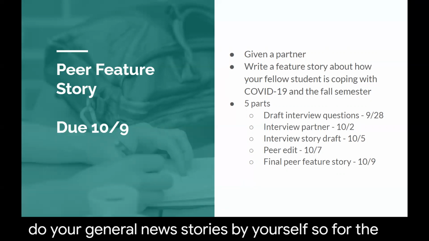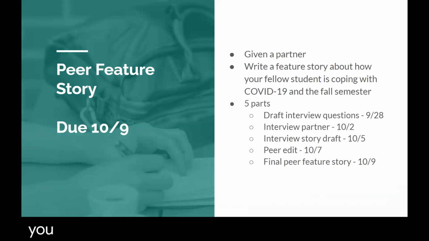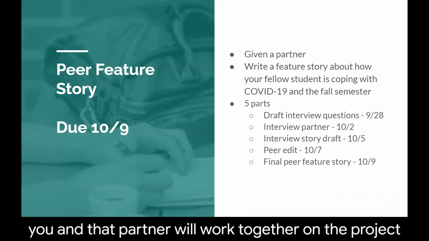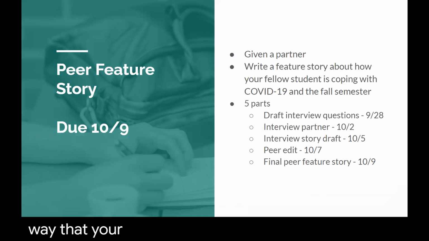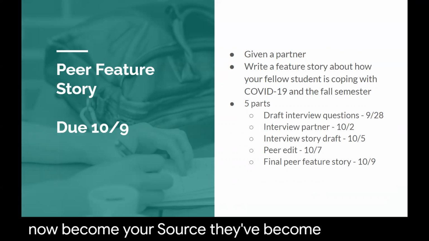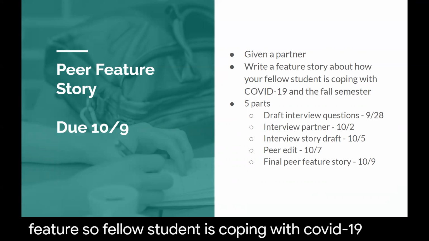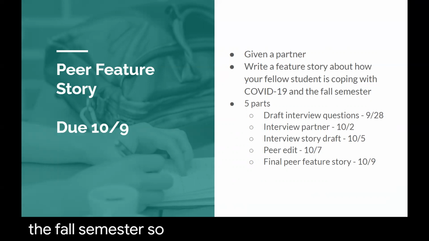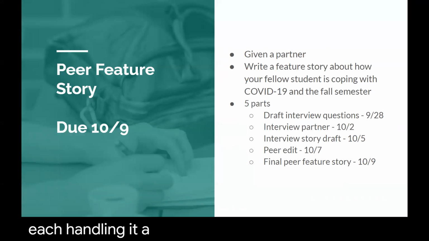For the peer feature story, I'm going to assign you a partner. You and that partner will work together on the project, but you're each writing your own individual stories. The way that you're working together is your partner has now become your source. They've become your feature. So you're going to write a feature story about how your fellow student is coping with COVID-19 and the fall semester. We're all dealing with this pandemic and our stories are different. We're each handling it a different way.